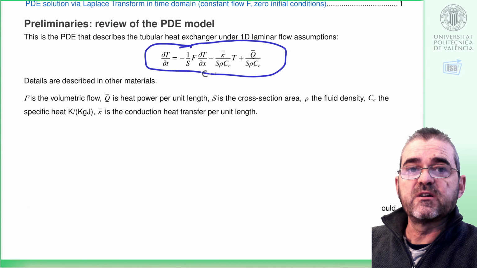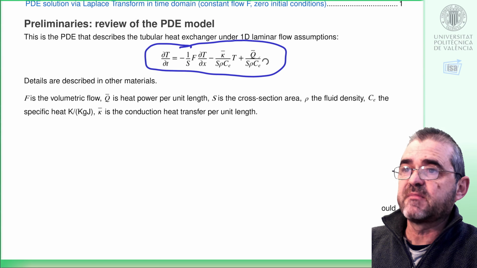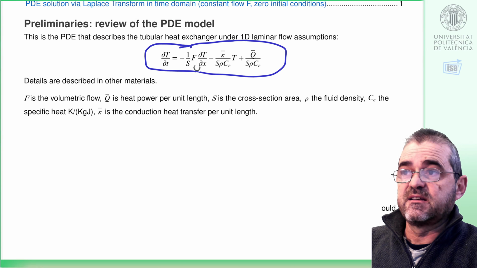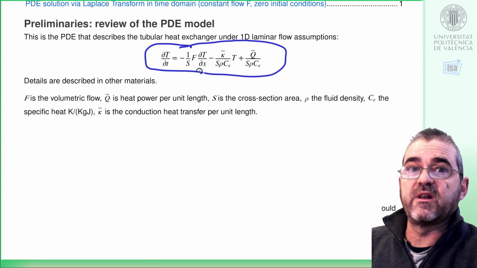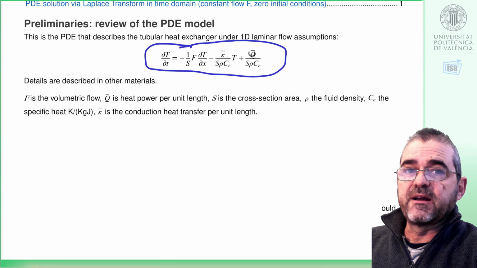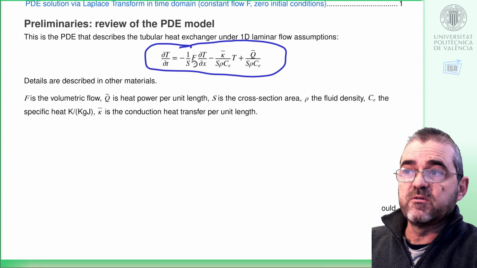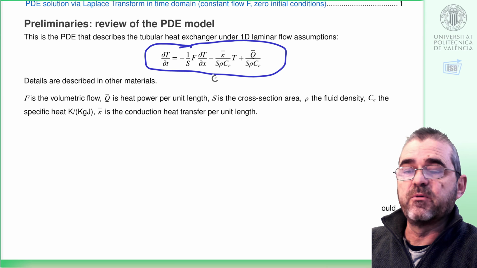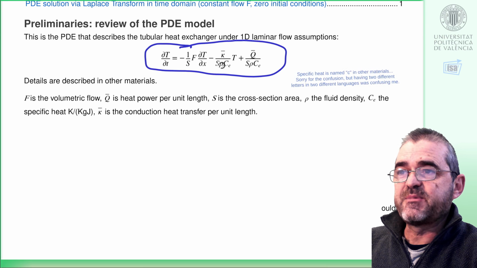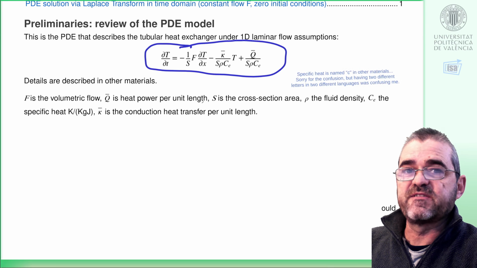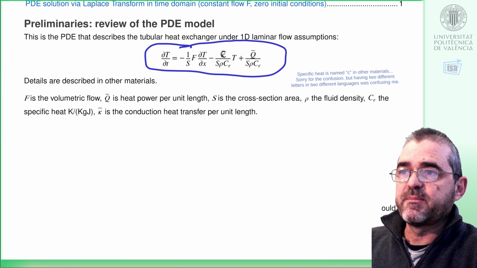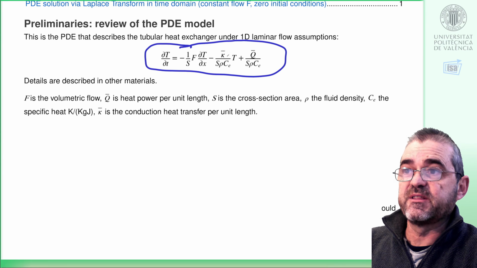The partial differential equation we are going to solve is this one. Details are in other materials; it's well known. Q is the heating power per unit length, F is flow, S is cross-section, ρ is density, and capital C_E is specific heat, and bar kappa is the heat transfer coefficient per unit length.